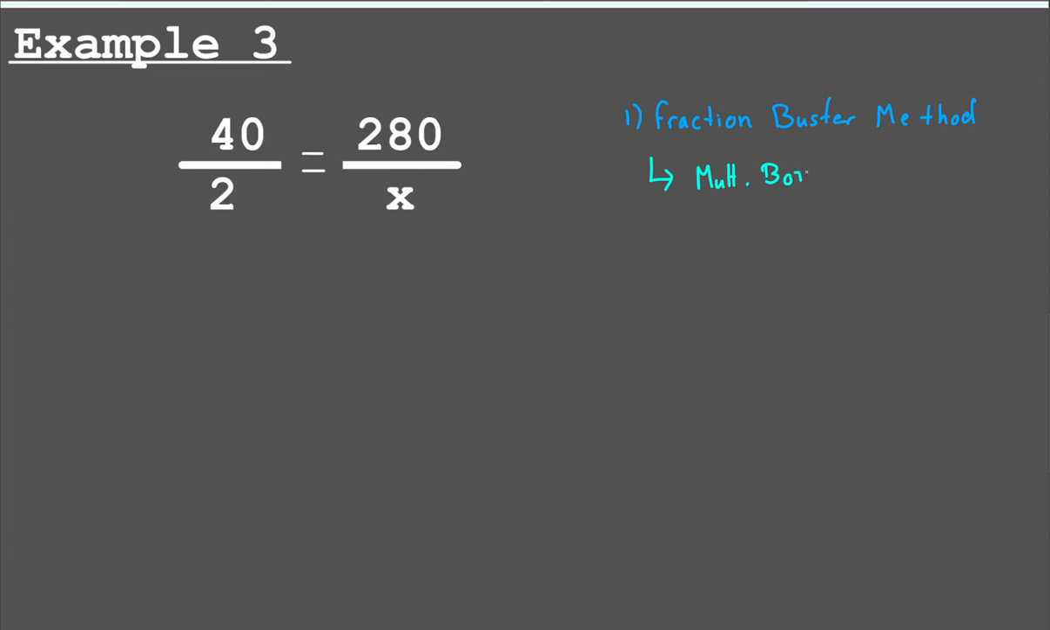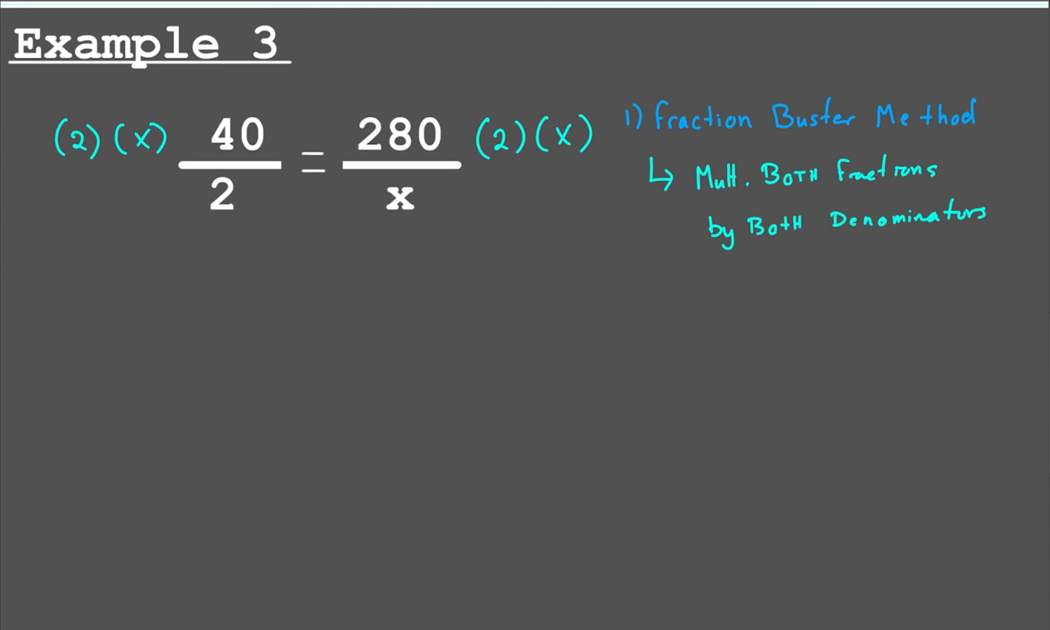If you've forgotten what the fraction buster method is, essentially we multiply both fractions by both denominators. So let's do that. The denominators in this case are 2 and x. So we'll multiply this side by 2 and by x. We'll multiply the other side by 2 and by x.